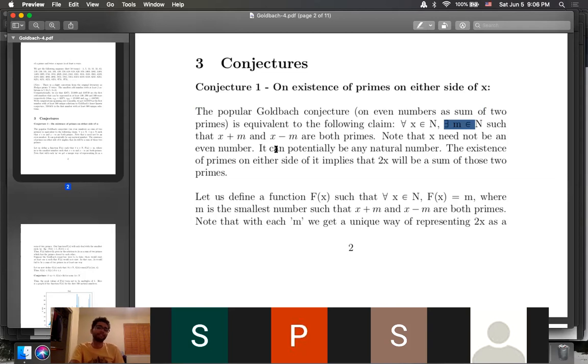Okay, so note that x need not be an even number. x can be odd. That doesn't really matter because when you're multiplying it by 2, it will anyway become an even number. So the existence of primes on either side of it implies that 2 times x will be a sum of those two primes. That's exactly what I explained to you right now.